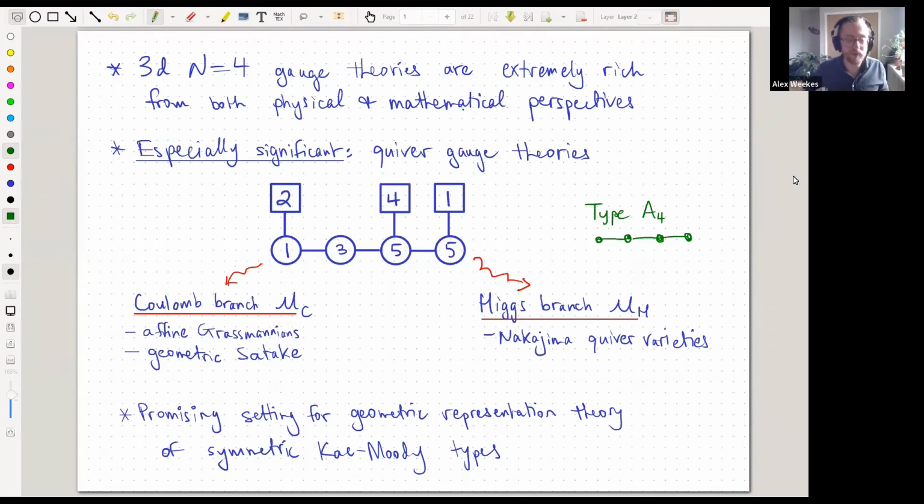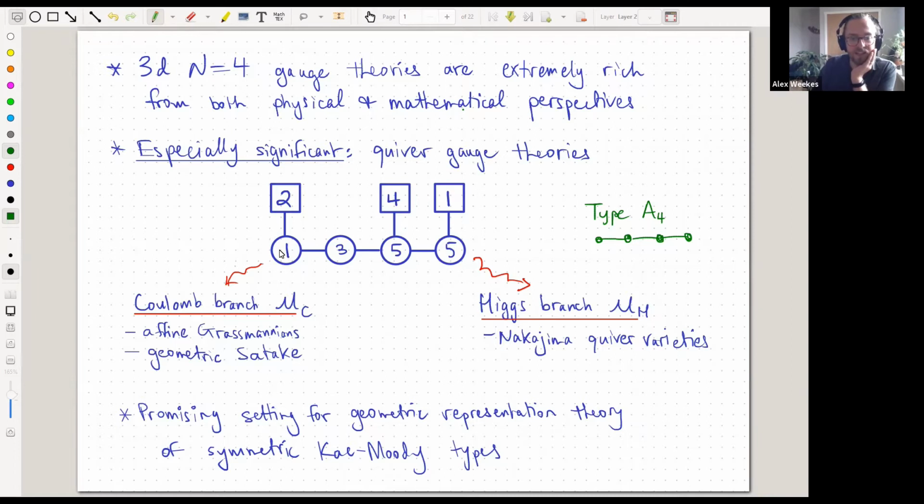Yes, so I'm talking about 3D N=4 theories, which have been a recurring topic in this workshop. And I think it's hopefully clear at this point of the workshop how important and rich those are from a physical and mathematical perspective. One of the most significant are what are called quiver gauge theories, which we have also seen several times. So I'll do a quick overview of them at the beginning of this talk after the introduction. But just to remind you, what are we starting with? Some sort of picture like this.